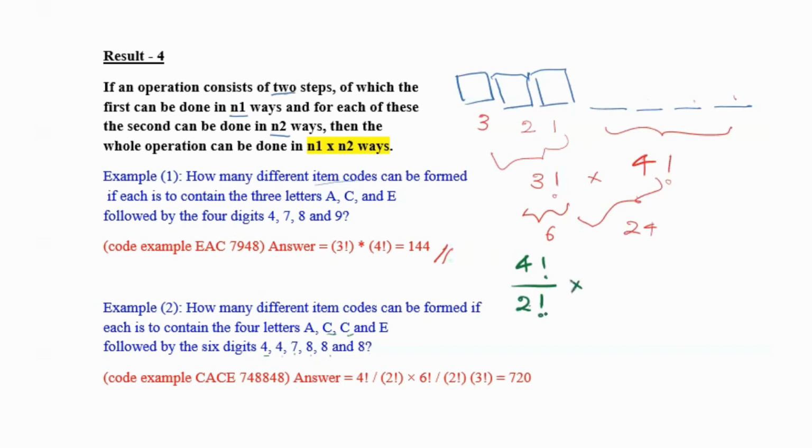Then we go to the next process. We have 1, 2, 3, 4, 5, 6 digits and we have to divide by the repetitive parts. We have 2 fours, 3 eights. We're not dividing by the number because we are dividing by the count of the number. So we have 2 factorial times 3 factorial, which gives us the final answer. 4 factorial over 2 factorial, 4 factorial is 24, divided by 2, times 6 factorial over 2 factorial times 3 factorial, which happens to be 720.